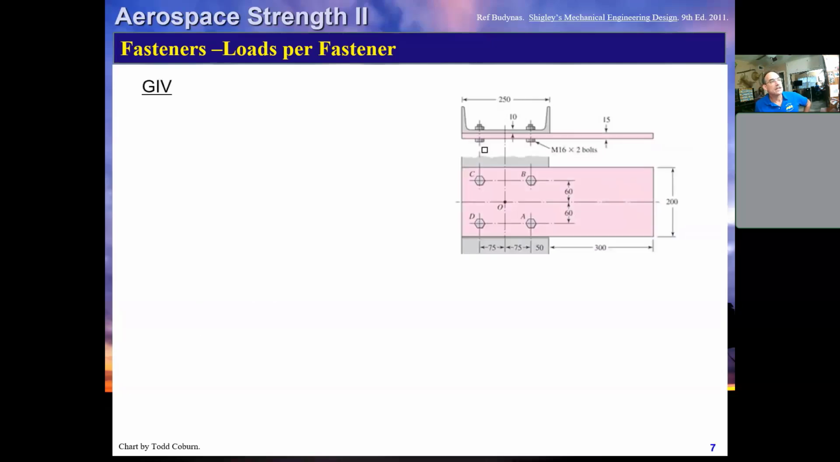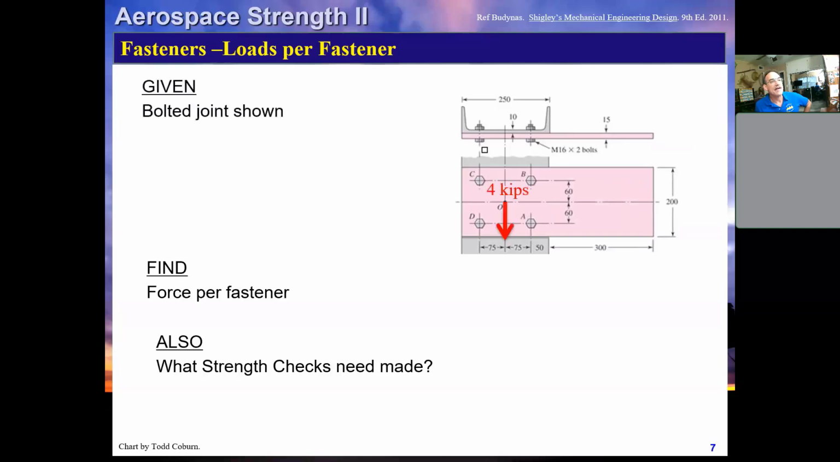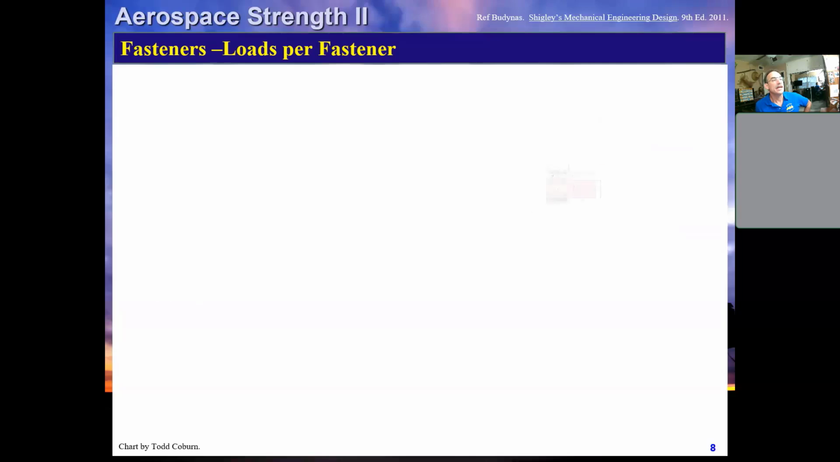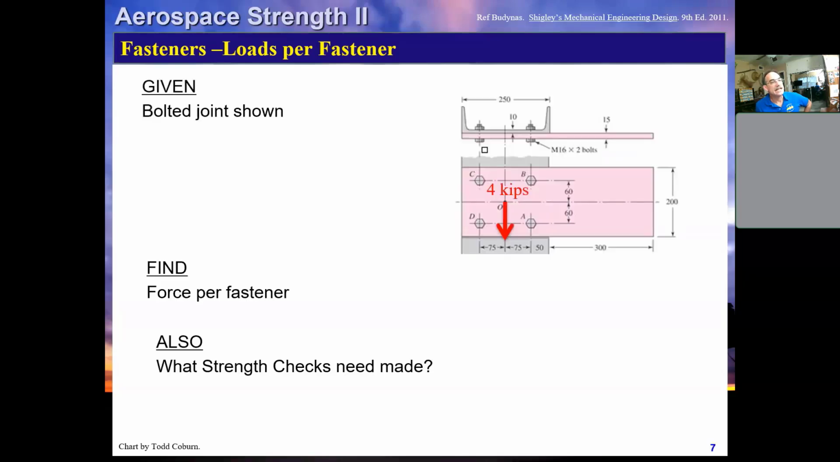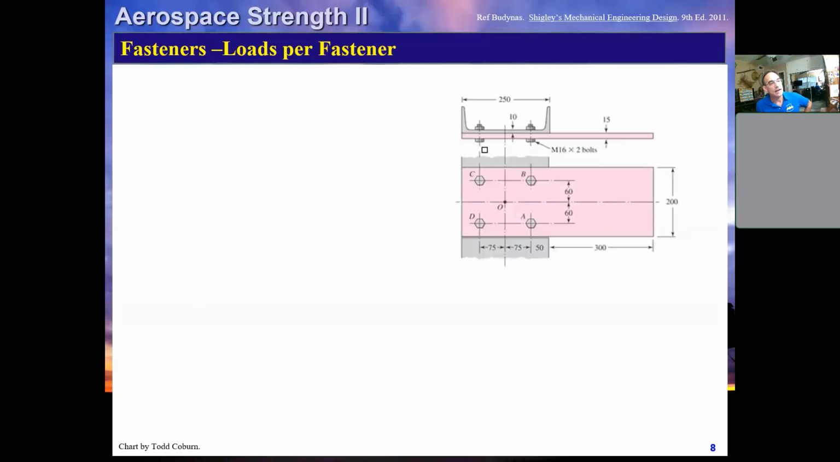So here's how it works. We've got this bolted joint. Let's say we have this force here. Since that's passing through the centroid, we're going to get equal force, 1/4 of that on each fastener. All right. Now let's take a look at this one.